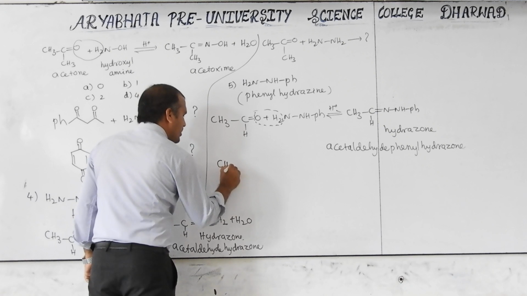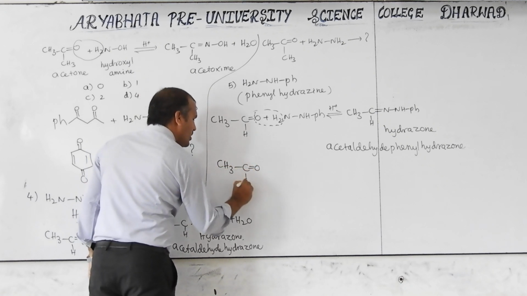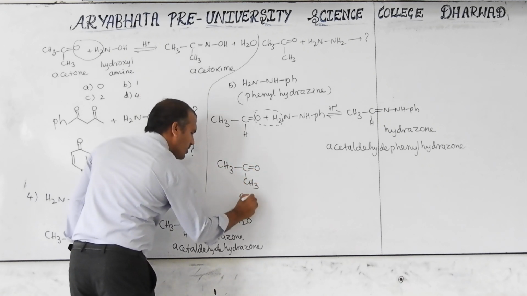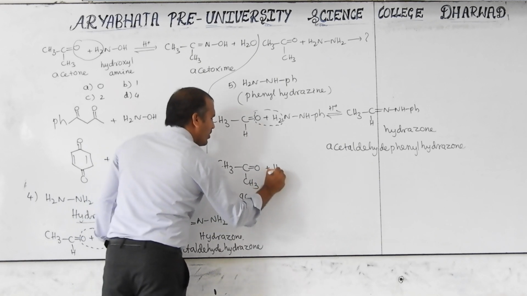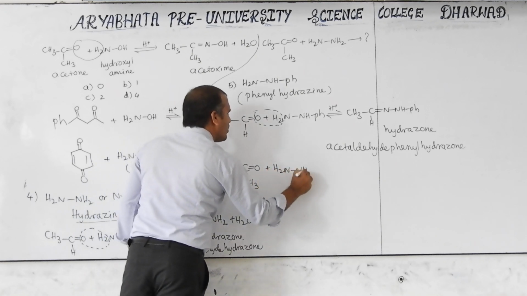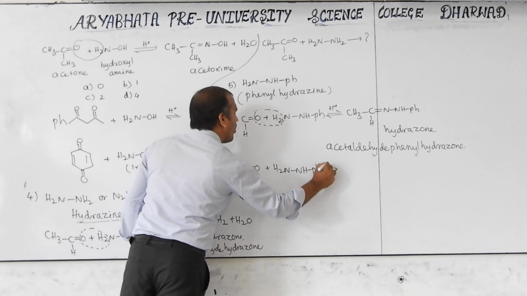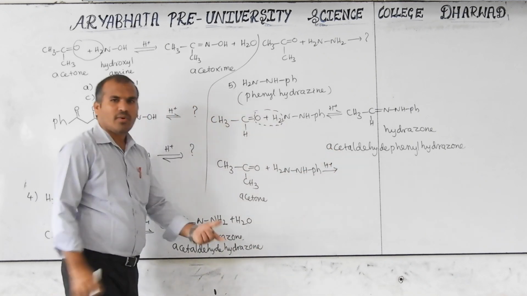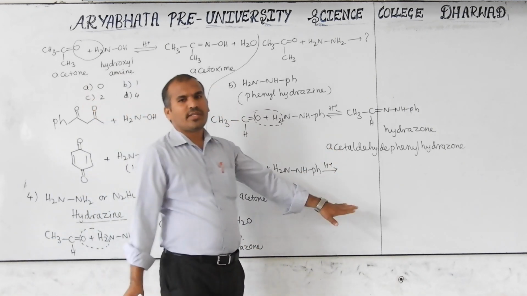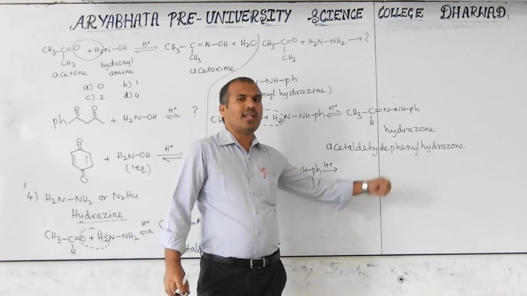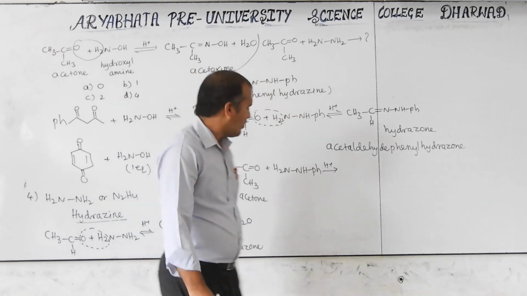Then this is a homework for you. This is acetone. Acetone reacts with this phenylhydrazine. Then what is the product formed? Write the product and the name also. The name I will give here: acetone phenylhydrazone. Okay. Next one.